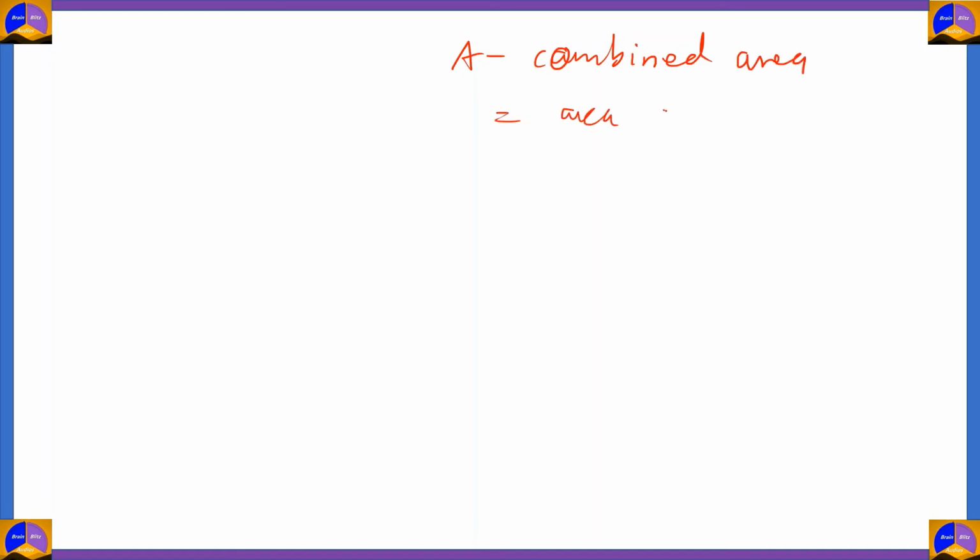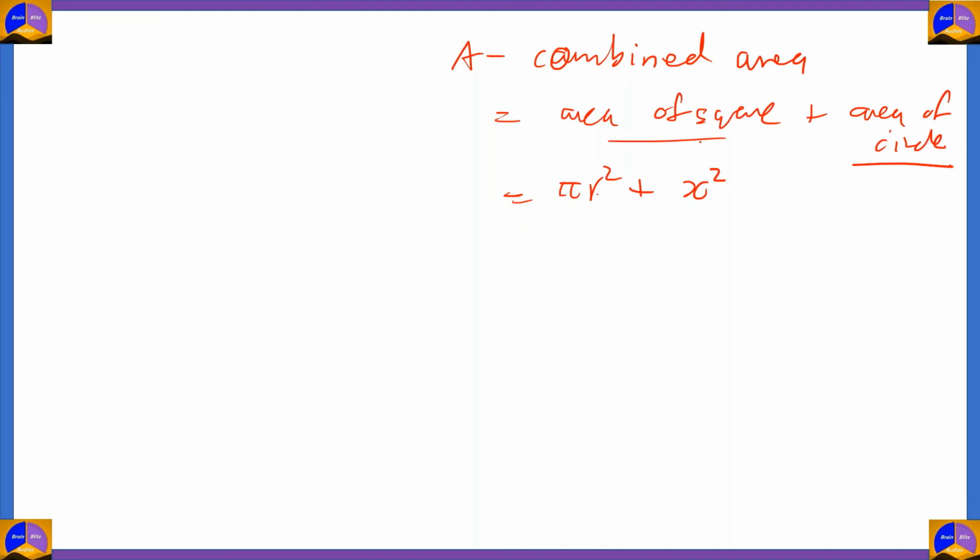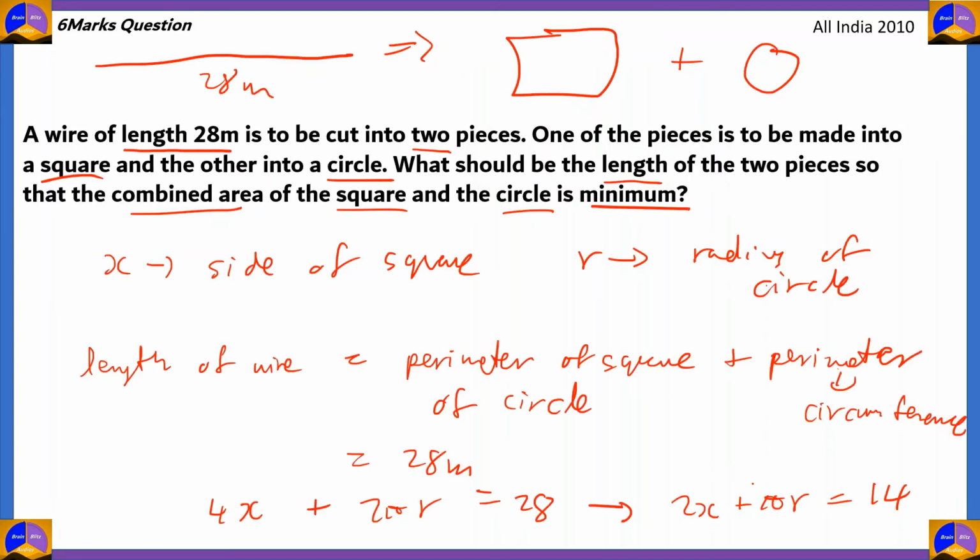This will be area of square plus area of circle. That will be equal to pi r square plus x square. Pi r square is area of the circle, x square is area of the square. So it makes sense that we find the value of x square here.